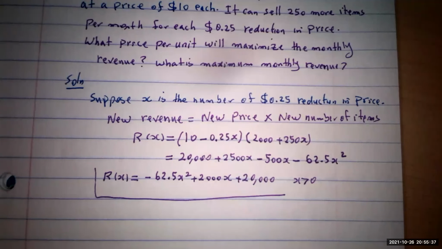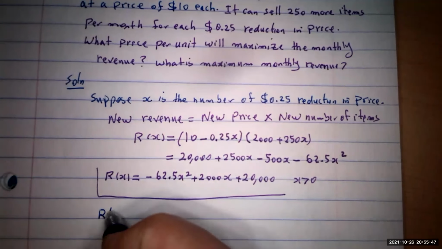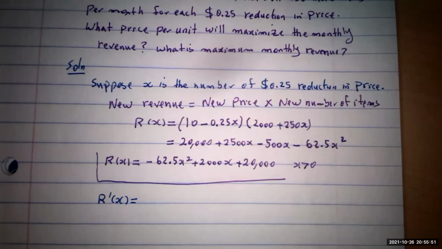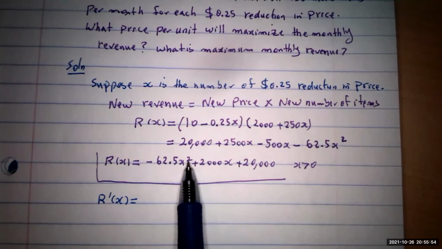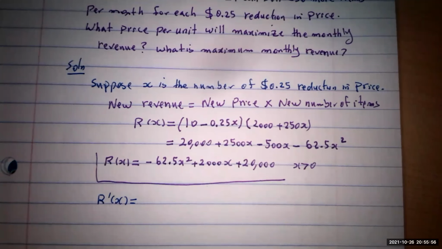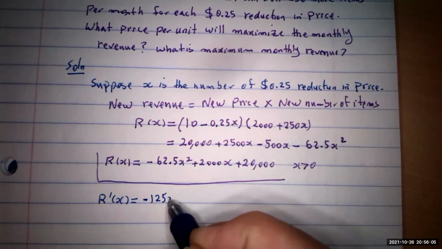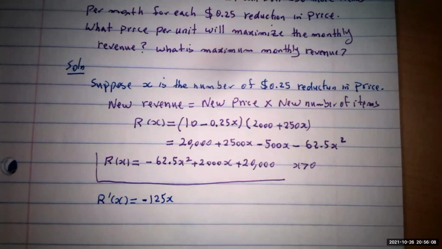So from now on, that's it. What do you want? You want to maximize it. So we have to differentiate it, okay? So carefully differentiate it. It's going to be R prime of X equal to, exponent times coefficient. This is it, 2 times 62.5. That gives you 125. So it's going to be minus 125x. And the derivative of 2000x would be just 2000.